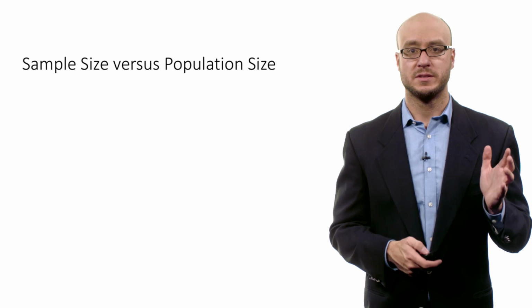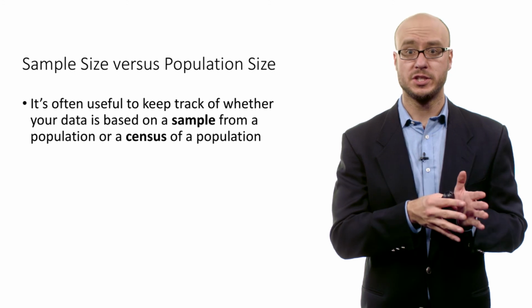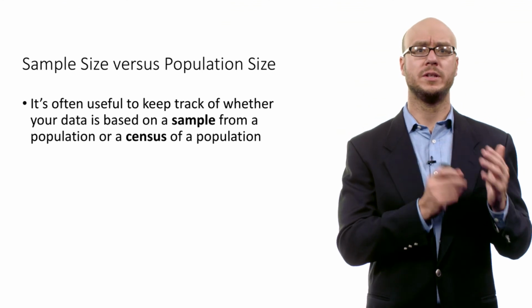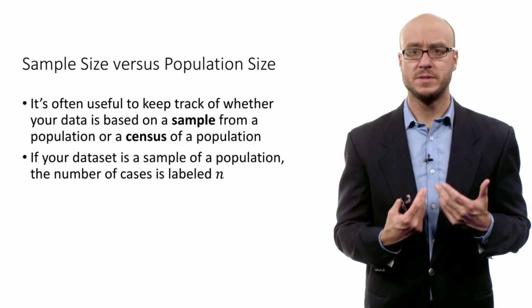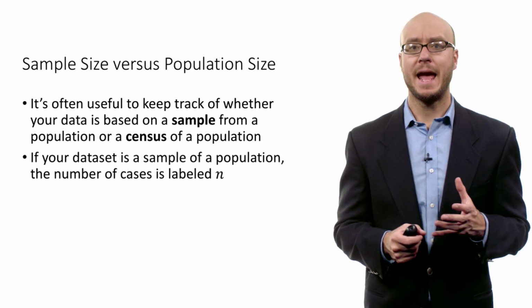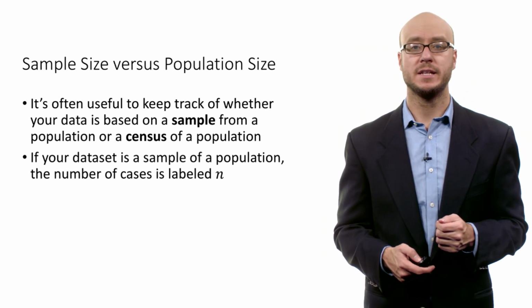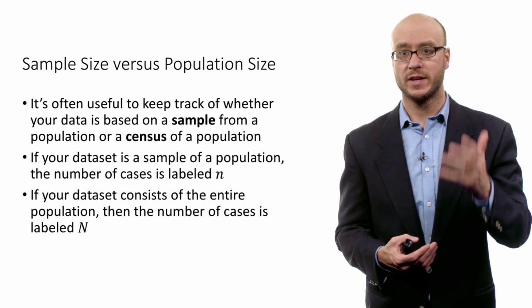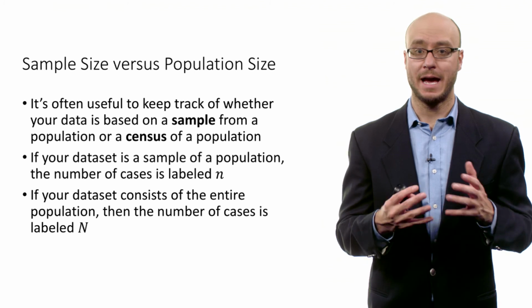We like to distinguish between sample size and population size. A lot of statistics, in terms of notation, is about keeping track of samples versus populations. We want to make sure: are we dealing with a population or are we dealing with a sample? So if your data set is based on a sample or subset of a population, we use lowercase n to denote the number of observational units or cases, the number of rows of your data set. If we have data based on an entire population, the number of cases or observational units is denoted by capital N. So capital N, if you have a population, that's the number of rows.